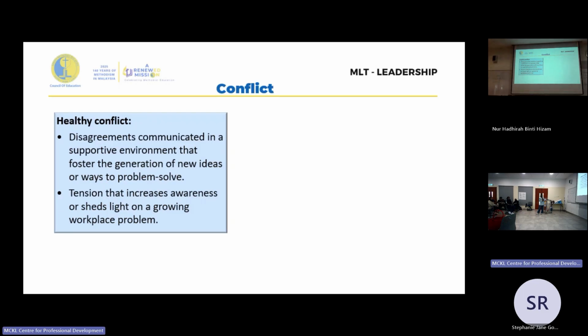Okay, tension that increases evidence or sheds light on a growing workplace problem is a good conflict for who? When you see small conflicts here and there, it's a symptom of something. And this needs to be picked up at an early stage. By who? In the school, who needs to pay attention to all this? You can pick it up, but what can you do? You have to go and report this to someone. To who? Principal? HR. Yeah. HR needs to be aware. Because this is an OB problem, organizational behavior problem.